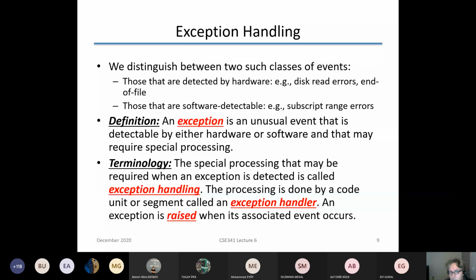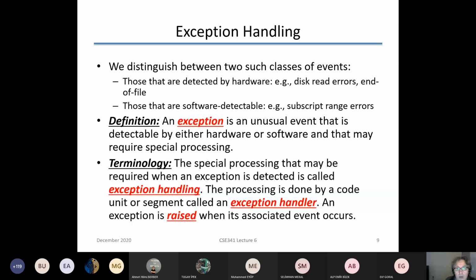We have some terminology and definitions. An exception is an unusual event that is detectable by either hardware or software, and that may require special processing. The special processing that may be required when an exception is detected is called exception handling, and the processing is done by a code unit or a segment called an exception handler. So handling this special case is exception handling, and the code or segment or procedure or whatever that does this is called the exception handler. And an exception is either raised or thrown when an associated event occurs.